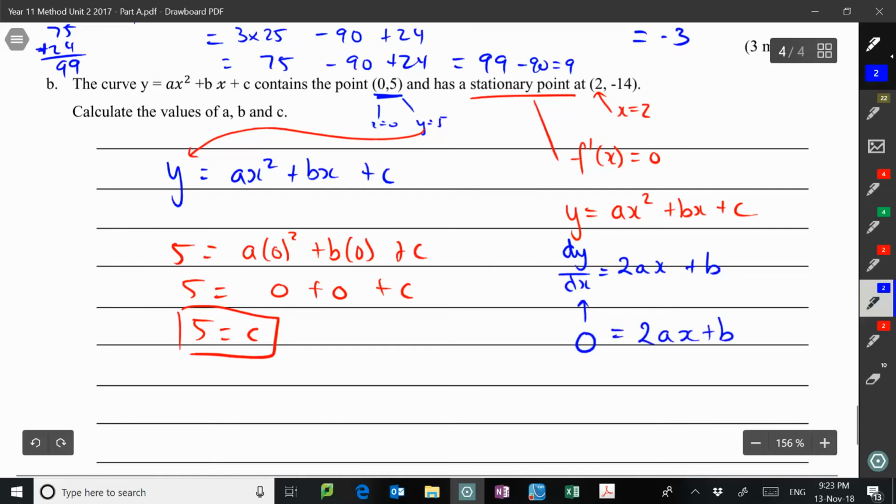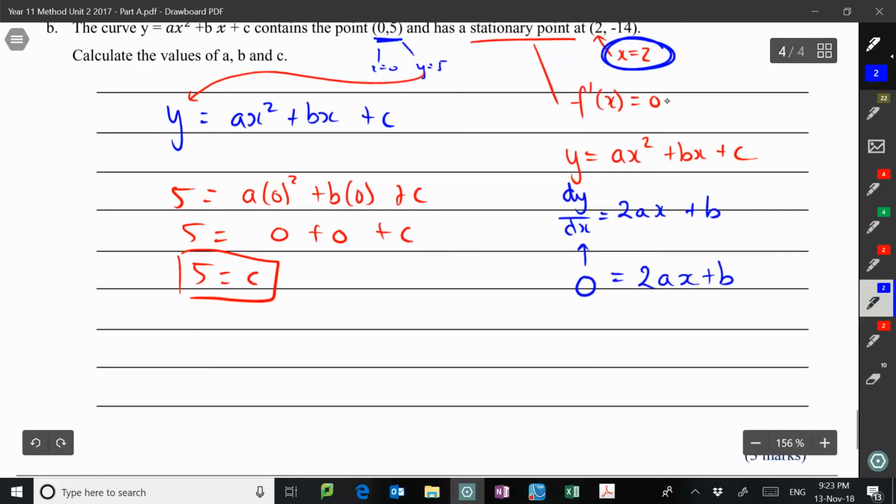Now the derivative is only equal to 0 where? At x equals 2. So when x equals 2, 2 times a times 2 plus b, you get 4a plus b equals 0. Okay, so you've got an equation. This is your equation 1.